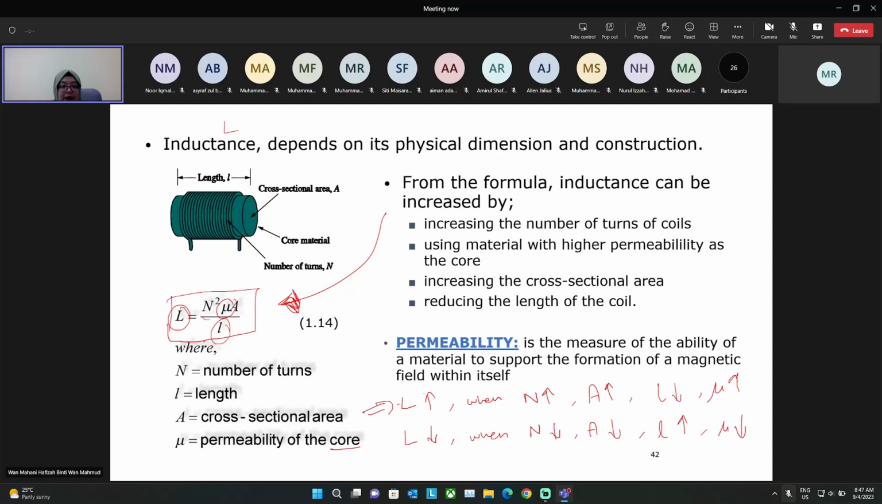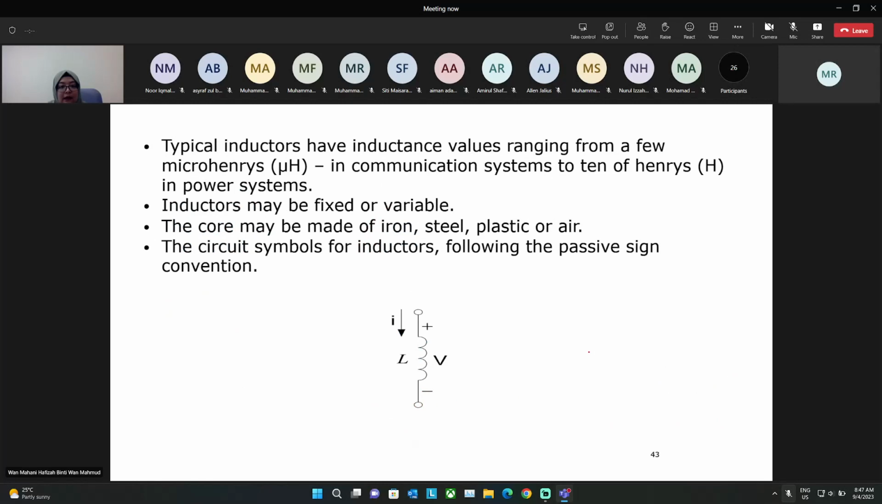So it depends on the equation. Typical inductors have inductance values ranging from microhenries to tens of henries. They can be fixed or variable. The core can be made of iron, steel, plastic, or air. And this is the circuit symbol.